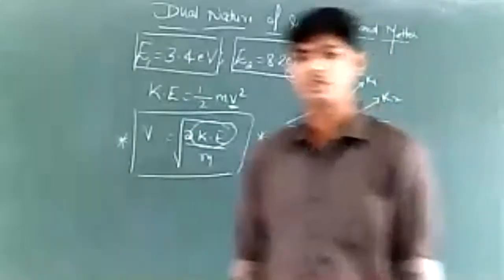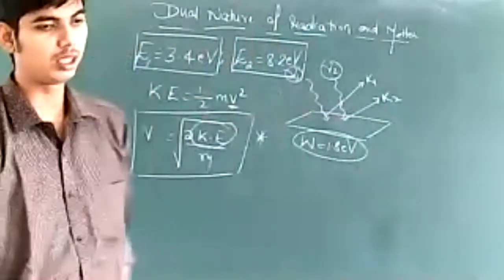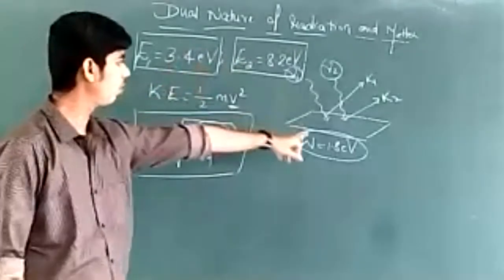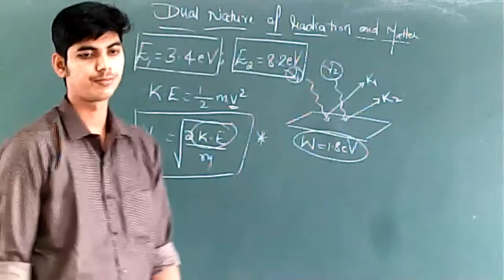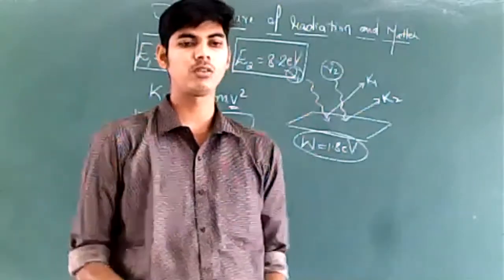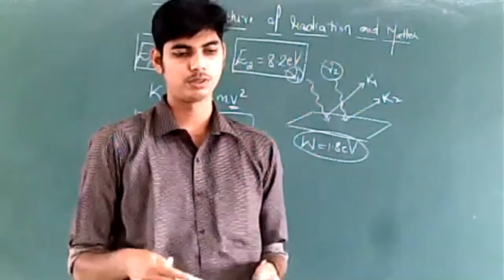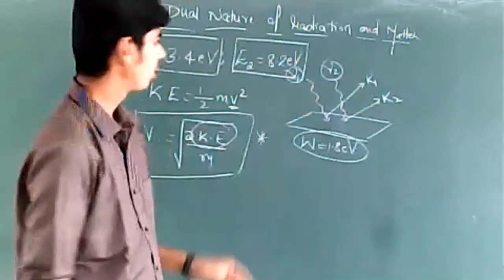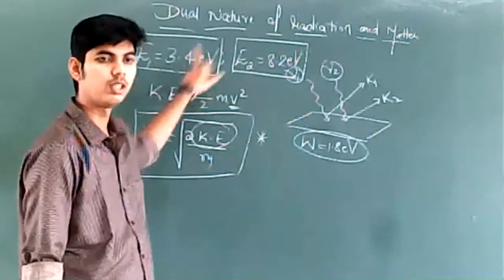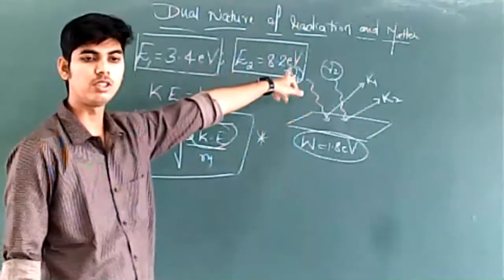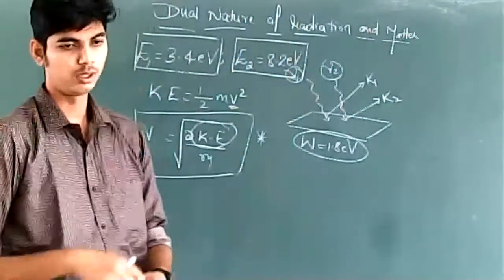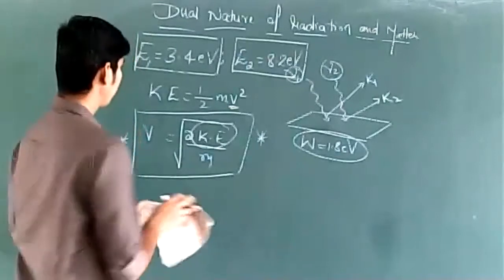Can we calculate kinetic energy using the given data? We are given energy of the photon and we are given work function of the metal. Can we calculate kinetic energy in both the cases? Can we calculate kinetic energy when photon of energy 3.4 electron volt is incident, and kinetic energy when photon of energy 8.2 electron volt is incident? Can it be done?